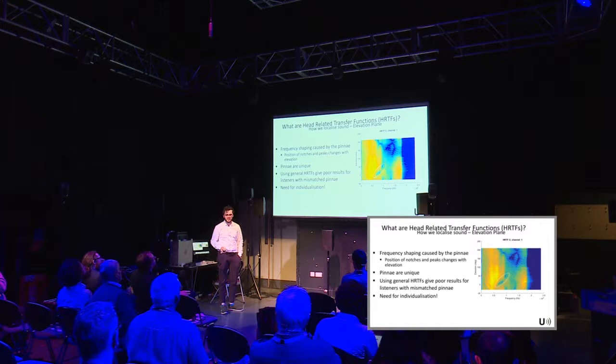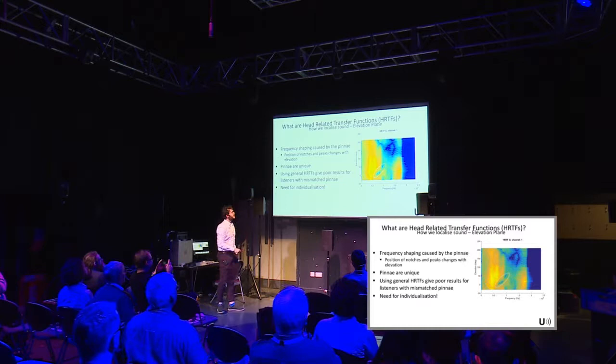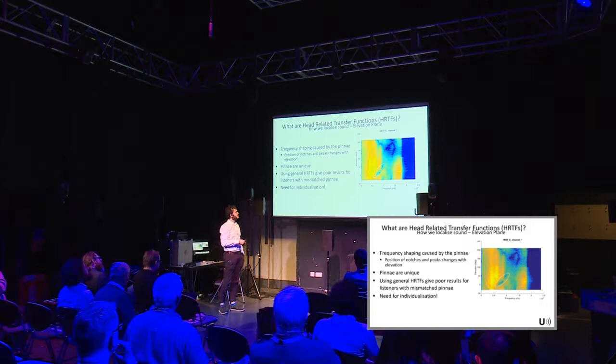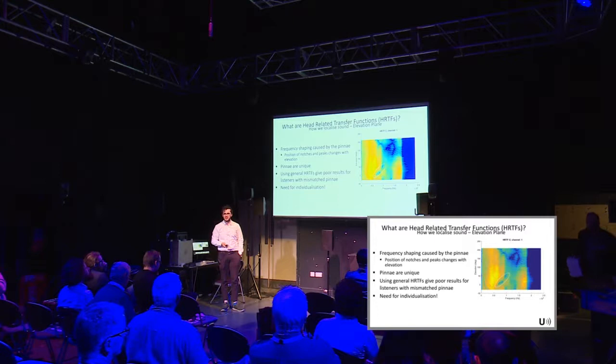And we can see here in my, is there a laser thing? No. Okay, well, you can see there that in my HRTF, for instance, there are notches and peaks as elevation increases as well, so they're individual to each person. And using a general HRTF to reproduce localized virtual sources will give a poor result in most cases. So we need individualization.